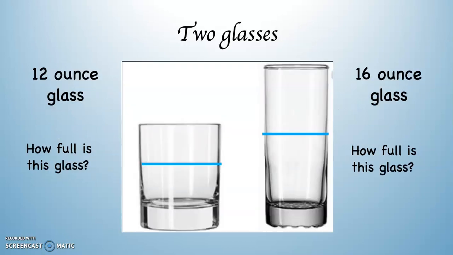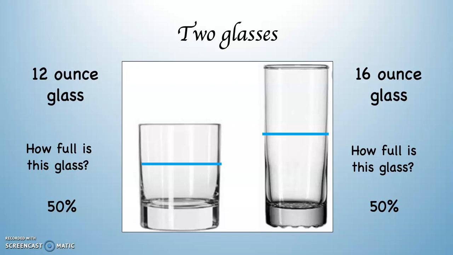Take a look at these two glasses again. First, look at the left-hand side. How full is the 12-ounce glass if the blue line represents the level of water in the glass? Now look at the 16-ounce glass. How full is that glass if the blue line represents the level of water in the glass? That would be correct, 50%. This is the way we express relative humidity, by expressing a percentage, okay?